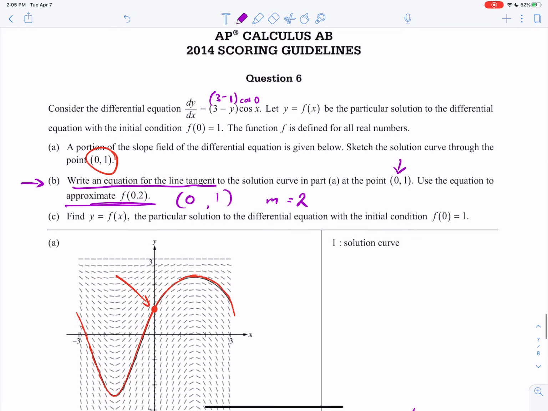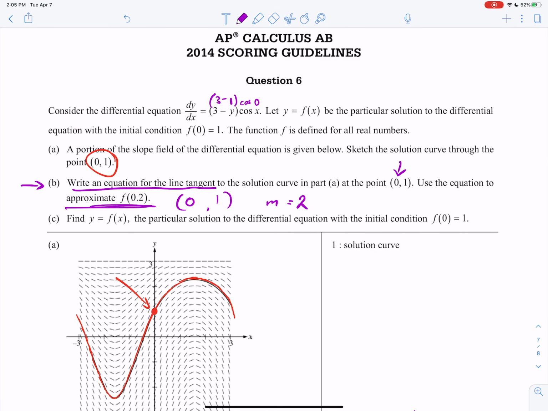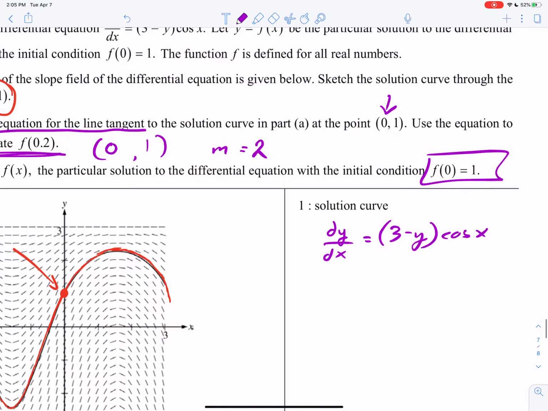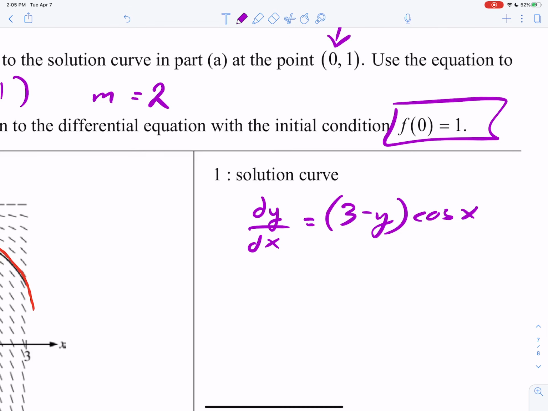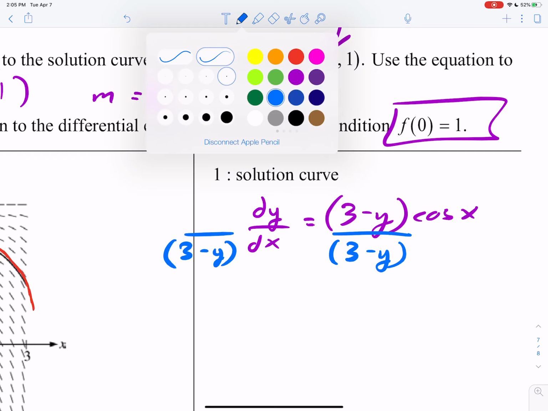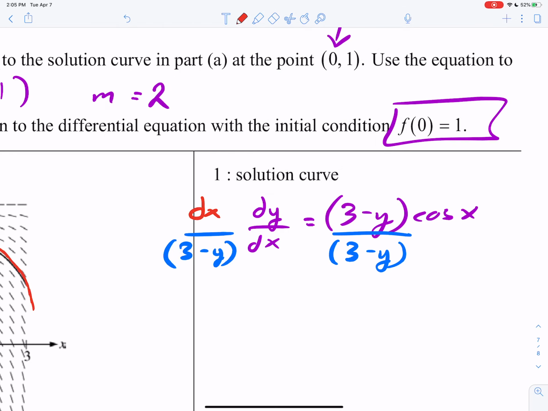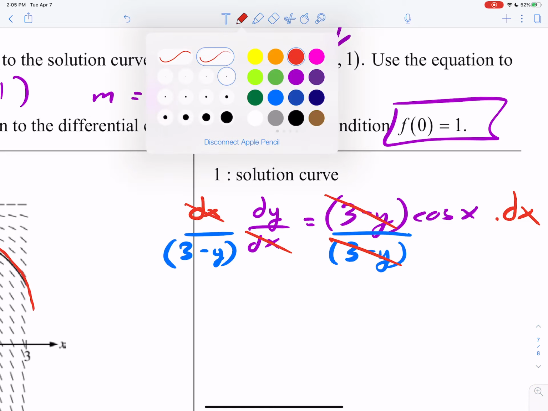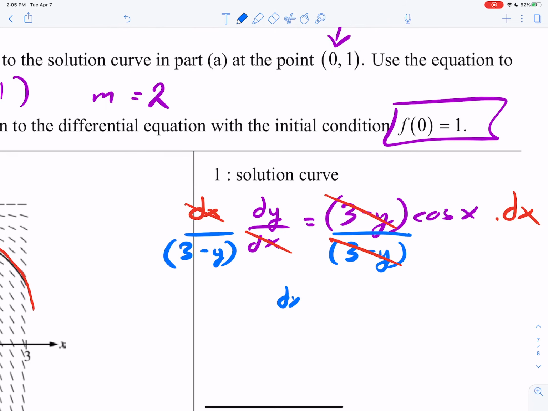Here's the last one, the biggest chunk of your points. They want you to find the particular solution. I'll write it over here, wherever I have room. They give you an initial condition. So remember, first step, separate. Your y values should be on the left, so I'm going to divide by this 3 minus y over here. All of my x's should be on the right side, so since I'm dividing by dx, I'm going to multiply by dx here. You have to know how to separate. Otherwise, you're losing a lot of points here.